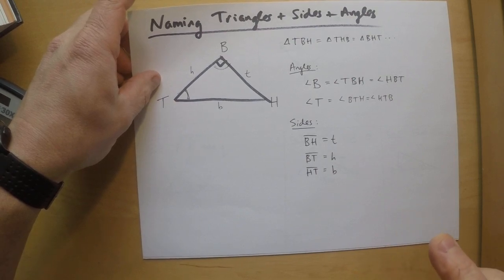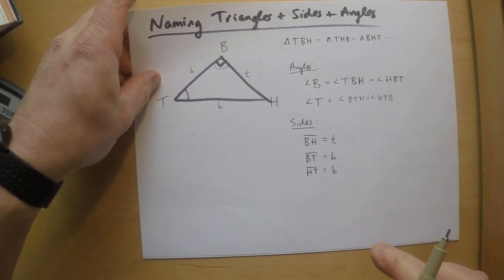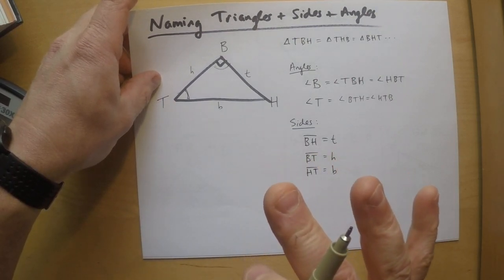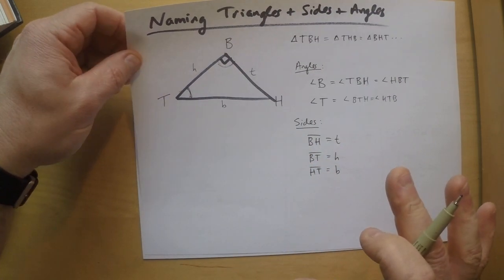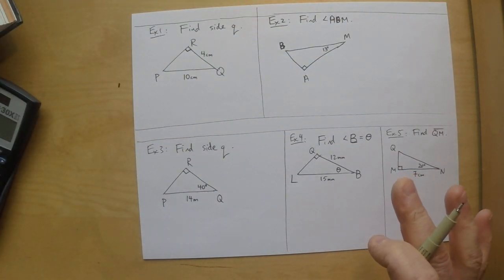So let's go through 5 examples of things you would have done in grade 10 in regards to finding sides and angles, and we'll talk about what's going on here.